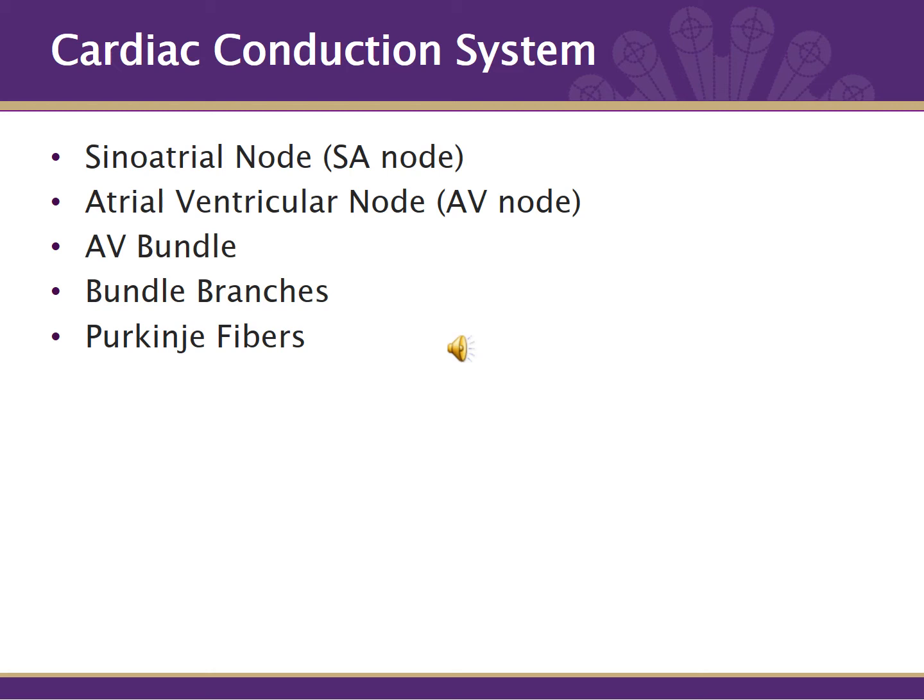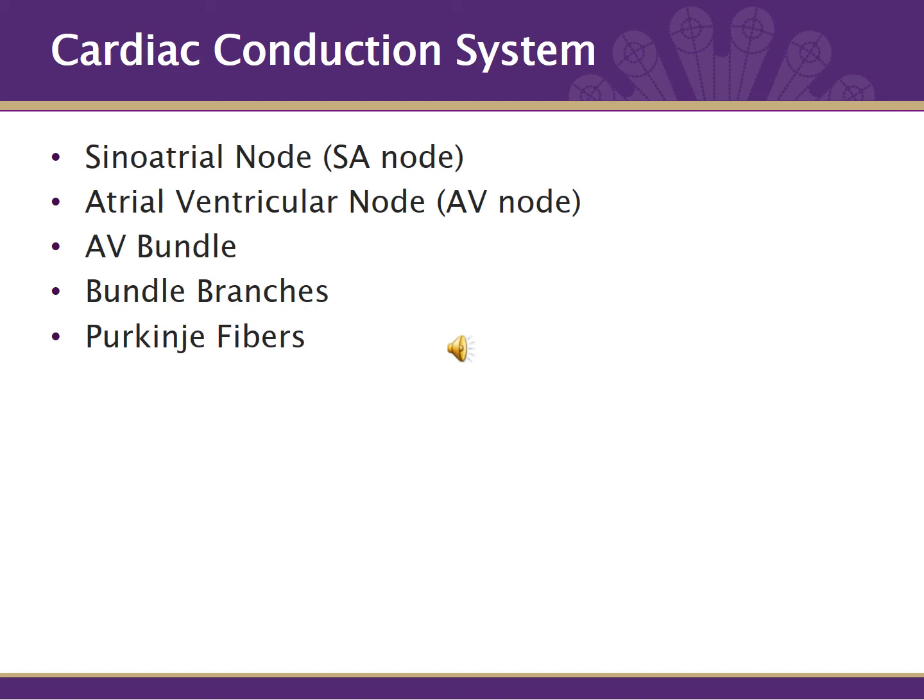The atrioventricular node, or AV node, is located in the lower left portion of the right atrium. It receives signals from the SA node and then distributes that signal. Number 3. The AV bundle is a nerve that comes off of the AV node. This is how the AV node passes on the signal. The bundle also delays the impulse slightly.